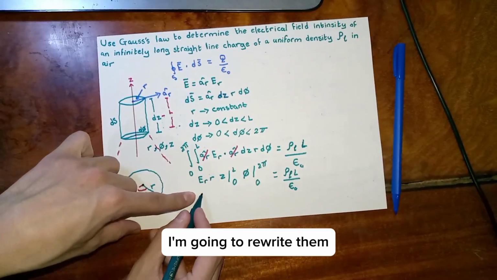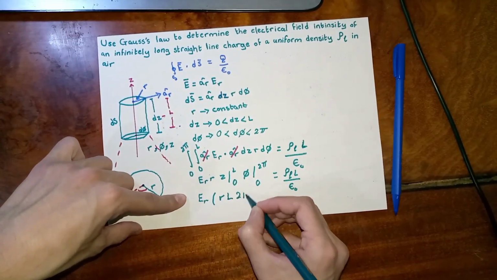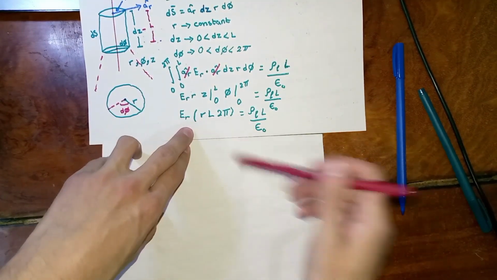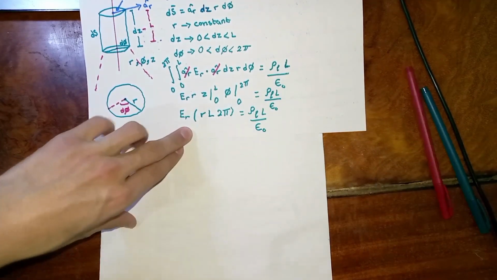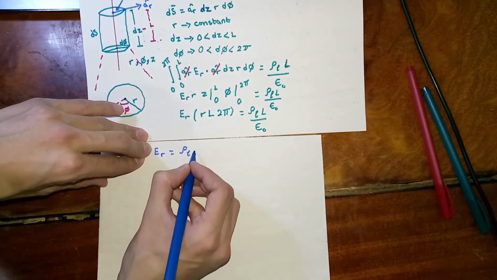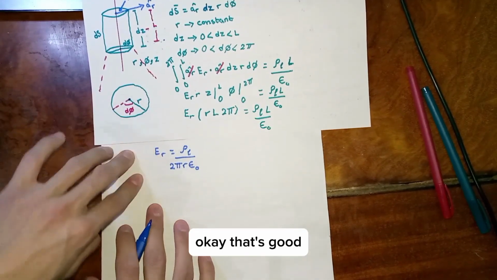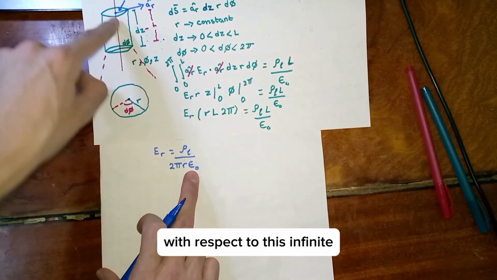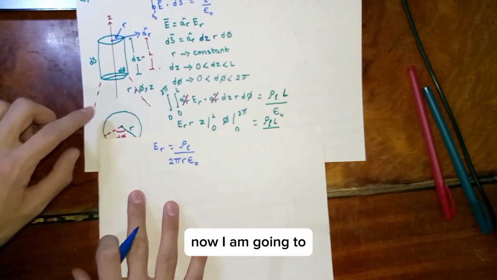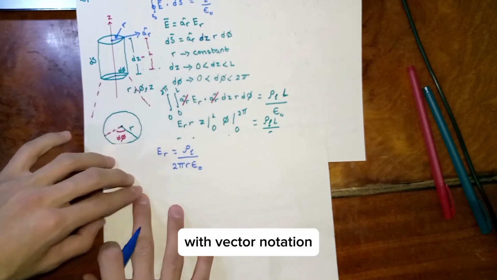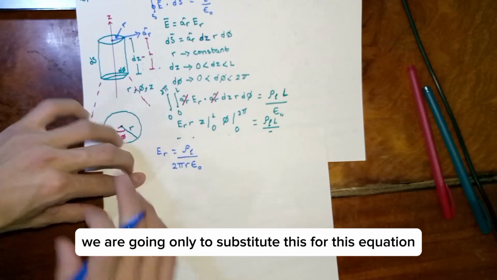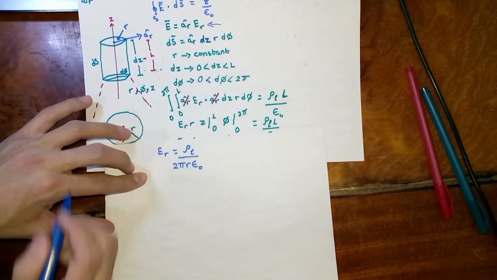I'm going to rewrite them. Now substitute, and divide both sides by 2 pi r L, and E sub r is going to be equal to this. That's good. And now this is the electrical field with respect to this infinite line charge. Now, in order to write this electrical field with vector notation, we are only going to substitute this into this equation, and the answer is going to be this.